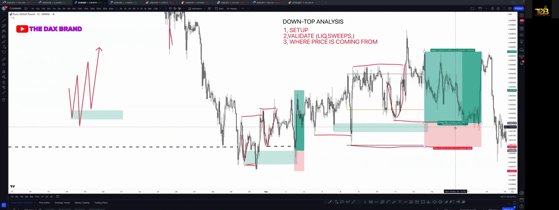Setup, once you find the setup, you validate it, then where is price coming from? Just very simple. Is it from the higher time frame structure? If you're looking for a buy setup, or if you see a buy setup, right, then you want to validate it. Does it align with the higher time frame structure? Does it align with the higher time frame discount zone, or is it currently at the premium zone? So those are the things that you want to look out for to get an accurate trade.